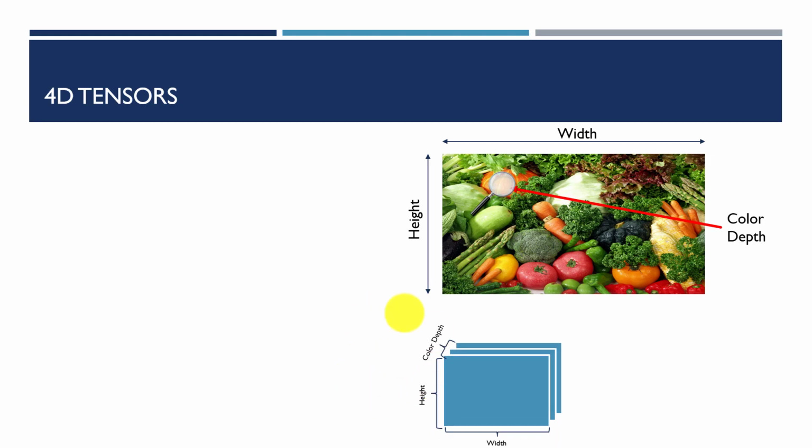it will look something like this. If you see, we have the height, this is one dimension, we have the width, this is another dimension, and we have the color depth. So this is another dimension over here. So a single image we can represent as a 3-dimensional tensor, a 3D tensor.